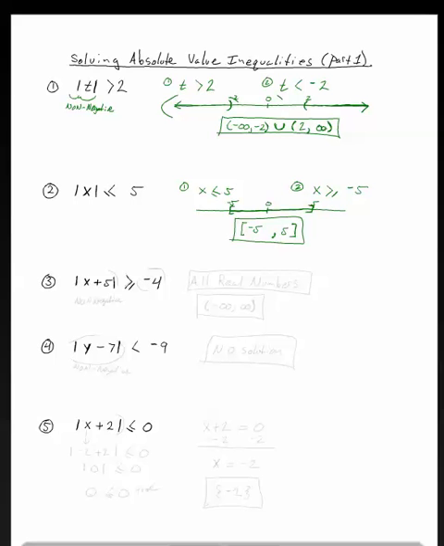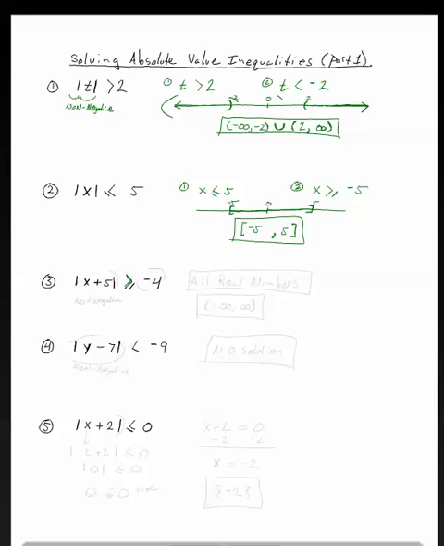For number 3, we have the absolute value of x plus 5 is greater than or equal to negative 4. Now the key to remember is that when we have these inclusive inequalities, greater than or equal or less than or equal, only one of those has to be true in order to make this whole inequality true. So if the absolute value is greater but not equal, that's okay.